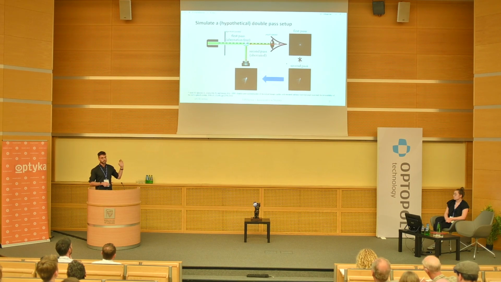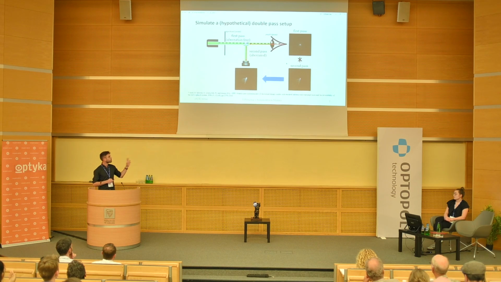And the final image will be a combination of the two. So it will be a cross-correlation, or you can think of it as a flipped convolution, between the first pass and the aberrated second pass. So this is what we get. But of course, one is not enough. We need a lot of those to train a network.